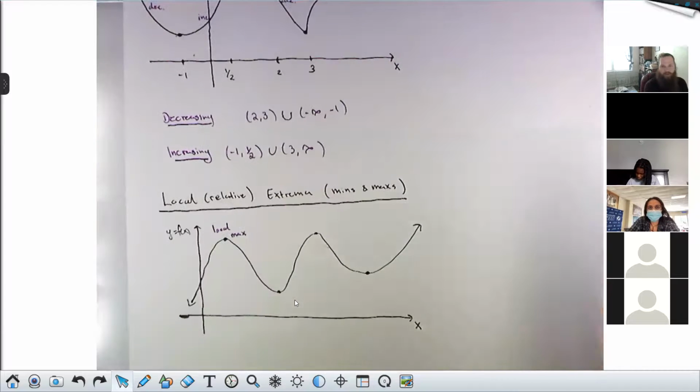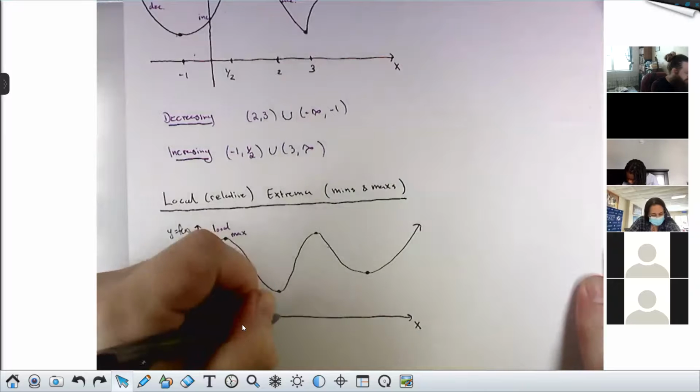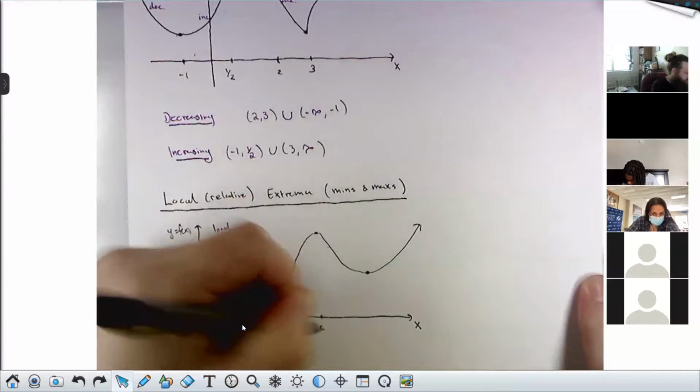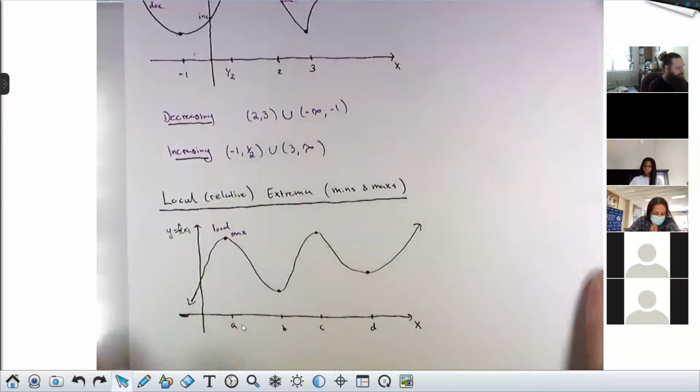So local means nearby, right? When you talk about locally brewed beer, coffee, whatever, you're talking about stuff that was made nearby where you live. Here, local means nearby this x value. So let me say this is A, B, C, D.